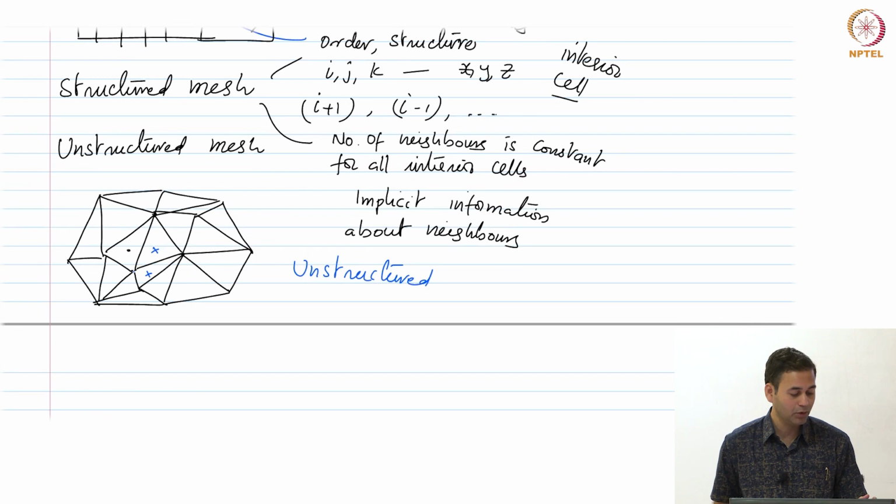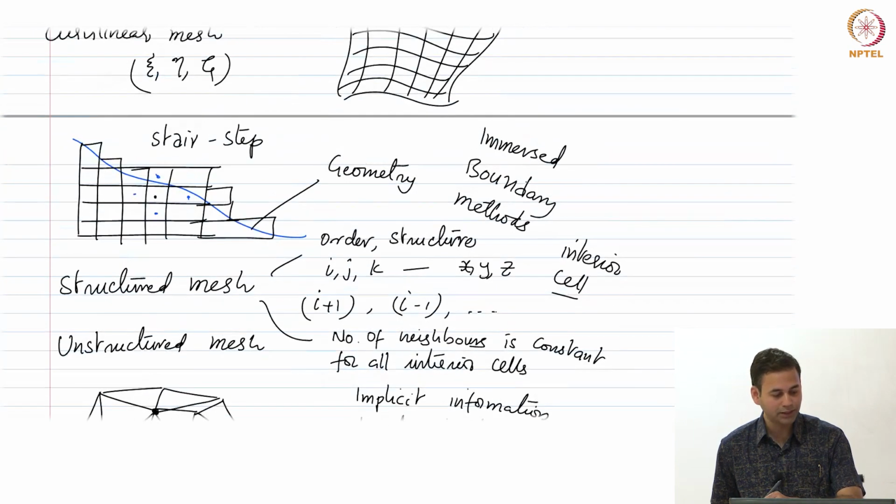Now, again, if you look at the number of neighbors, for example, for this cell, or if you take a particular node, not exactly the face neighbors, this node has more neighbors than, let us say, this particular node, whereas that was constant in the case of here.